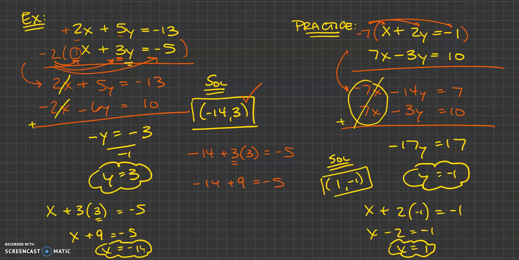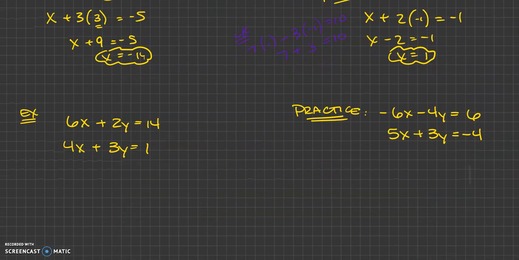All right, let's check that and make sure it's right. Let's just use the bottom equation. Take advantage of a little space over here. 7 times 1 minus 3 times -1. Does that equal 10? Well, that's 7 plus 3, and yes, it does equal 10. So I have answered that problem correctly.